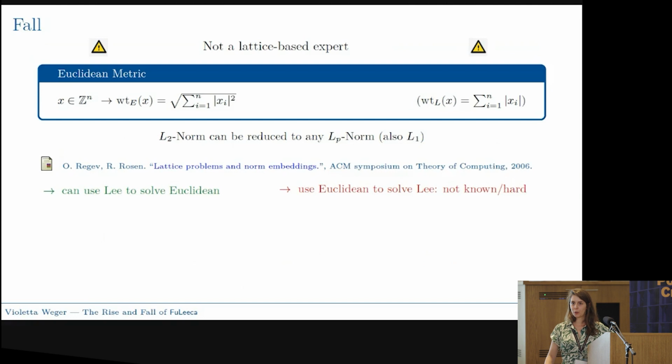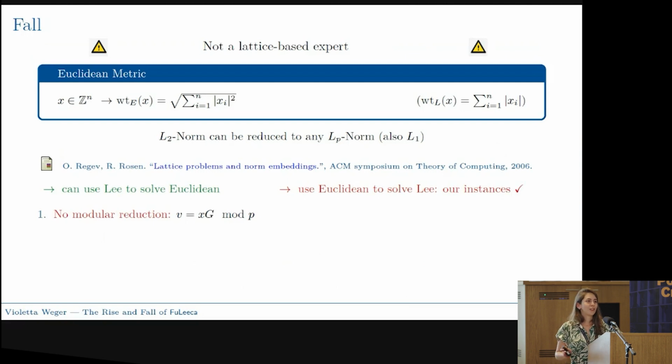In lattice-based crypto, they use the Euclidean metric, right, which is the L2 norm. The Lee metric is just the L1 norm, okay? So very similar, and we also know that the L2 norm can be reduced to any Lp norm. This means you can use Lee metric algorithms to solve problems in the Euclidean metric, but the other way around, using Euclidean algorithms to solve problems in the Lee metric, is not known and is assumed hard. But then you can ask me, why were we attacked by lattice-based algorithms? Because for our instances, you can go the other way as well.